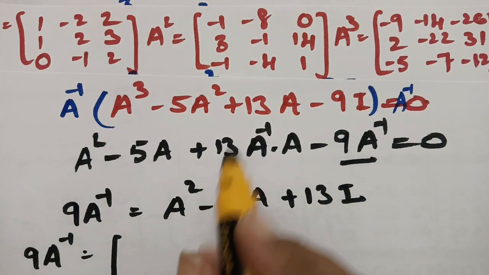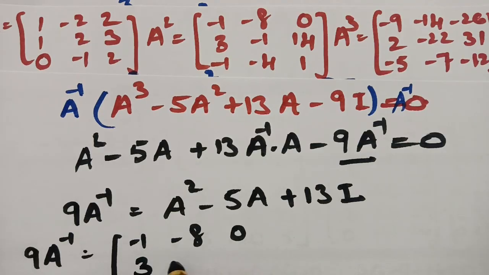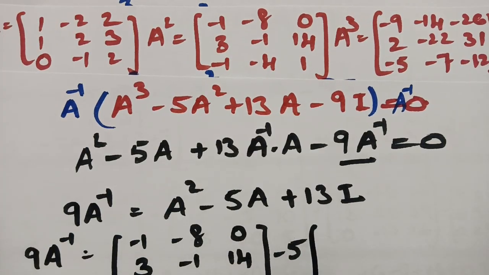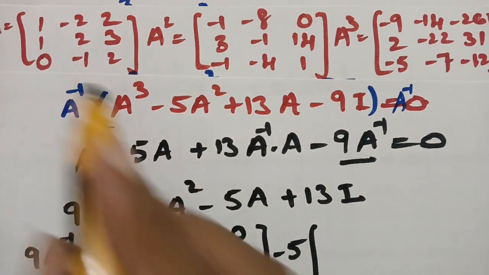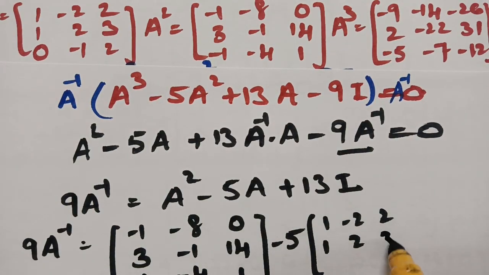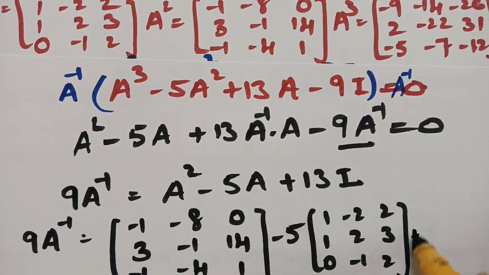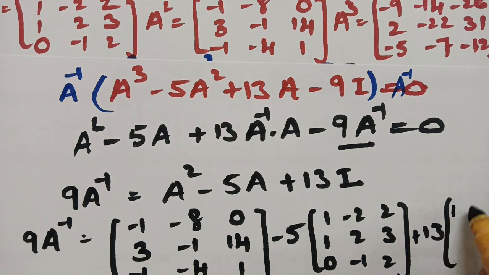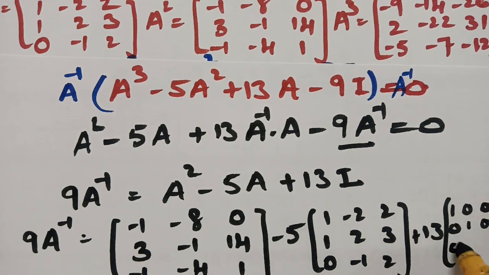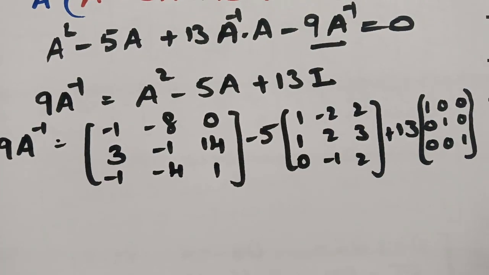So what is our A square value? This is minus 1 minus 8 0. This value is 3 minus 1. This value is 14. This is minus 1 minus 4 1. Minus 5 times of A. A value is, this is 1 minus 2 2. This is 1 2 3 and this is 0 minus 1 2. Clear? Plus 13 times of I means 1 0 0, 0 1 0. This is 0 0 1. Clear? And now we are going to find out A inverse.